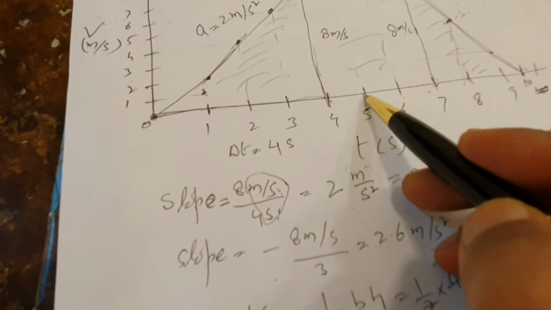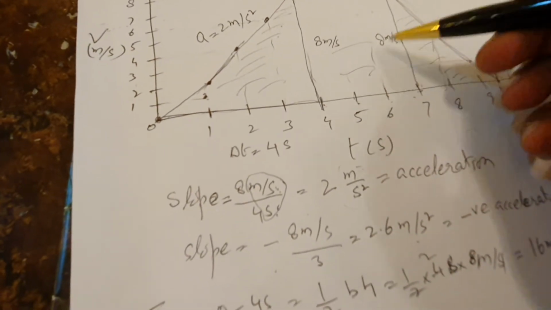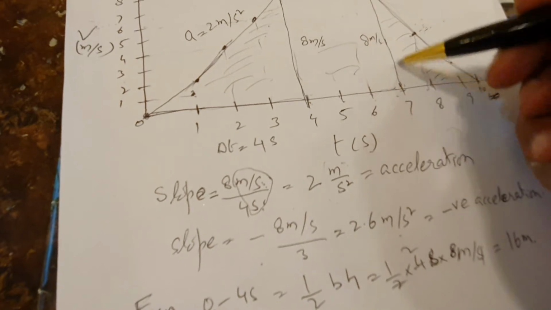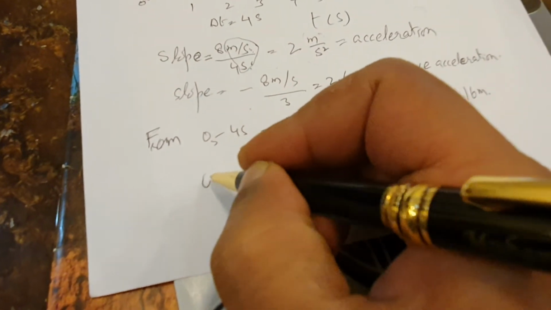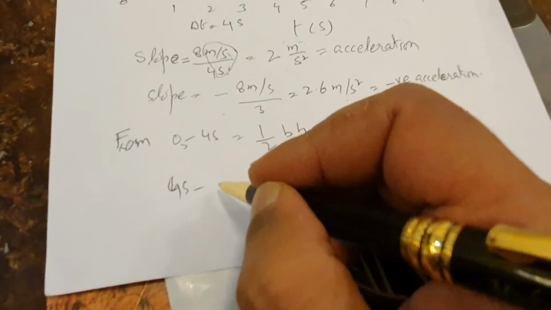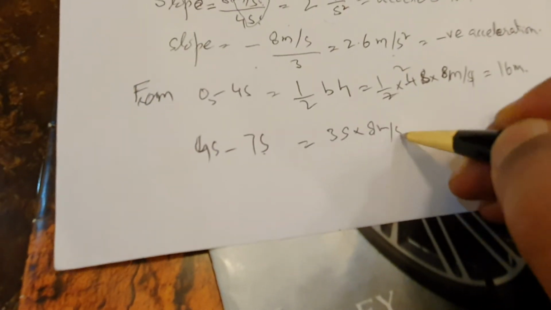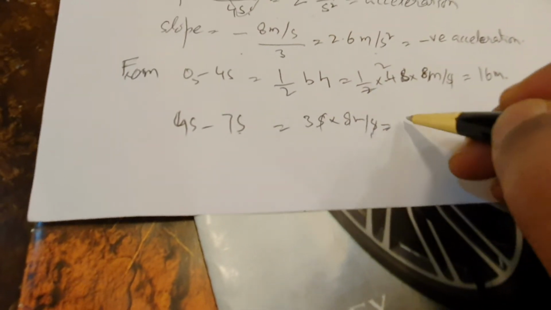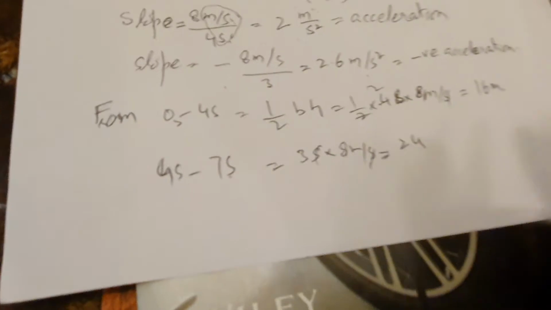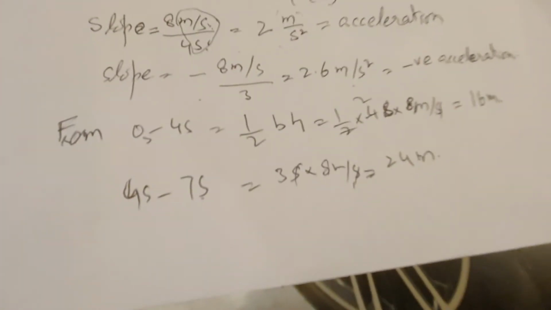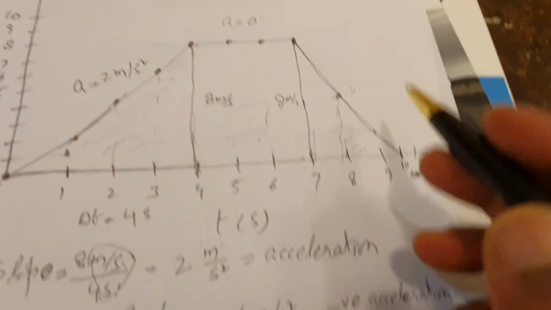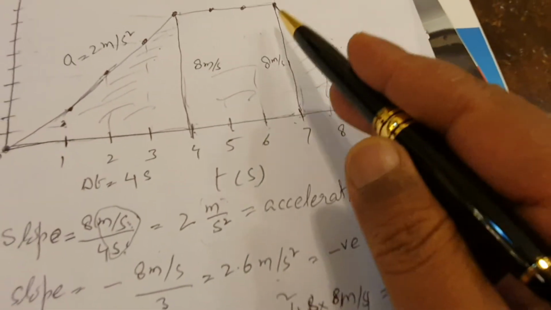What is the area of this rectangle? You can see that from 4 to 7 seconds, so width is 3 seconds and the length is 8 meter per second. So from 4 seconds to 7 seconds, I have 3 seconds multiplied by 8 meter per second, and this would give me 24 meters.